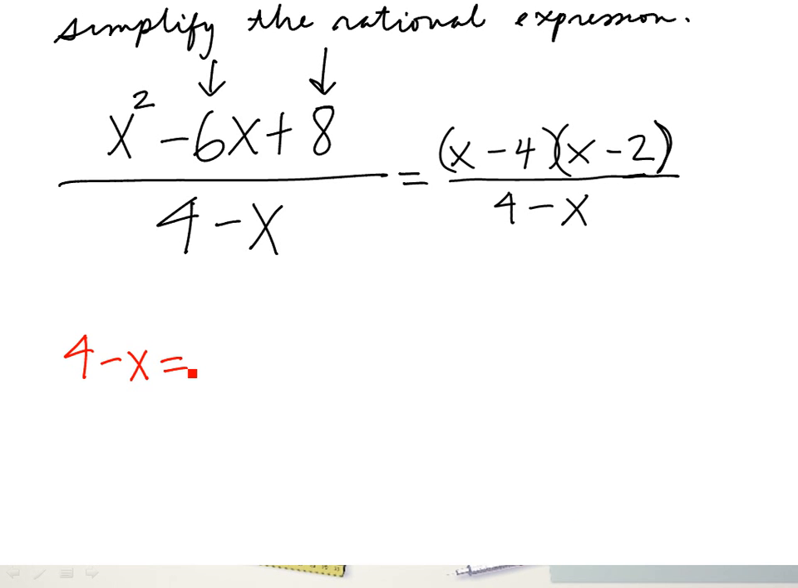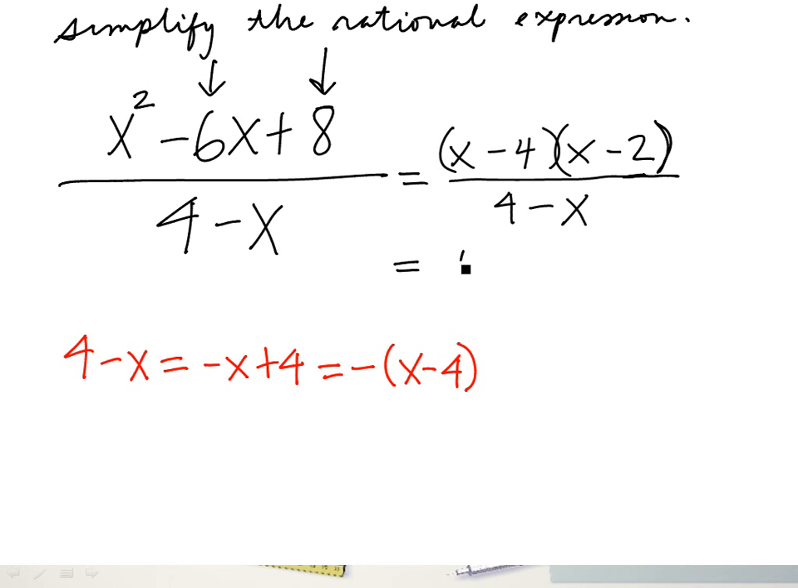Now if we change that 4 minus x, it's the same thing as negative x plus 4. So all I did again was rewrite 4 minus x in descending order, and now I'm going to factor out negative 1. Because if I factor this out, I get the x minus 4 that's in the numerator. And that's what I want. I want to see that they're both canceling out.